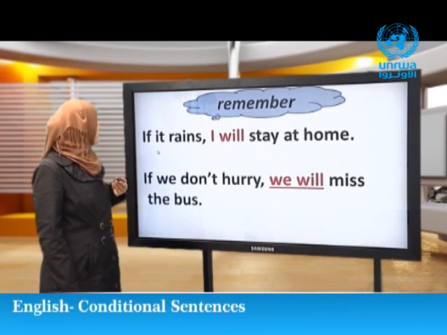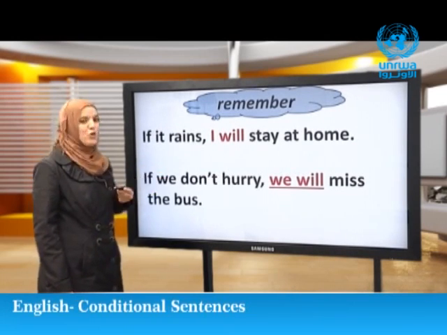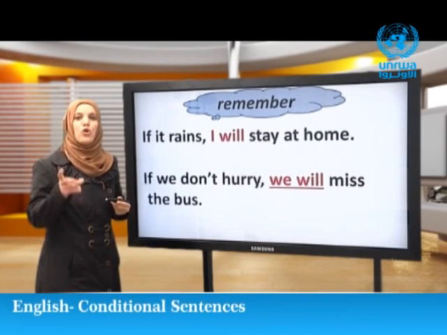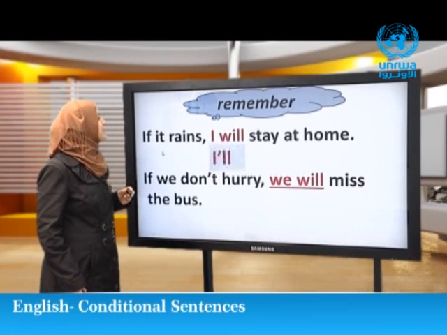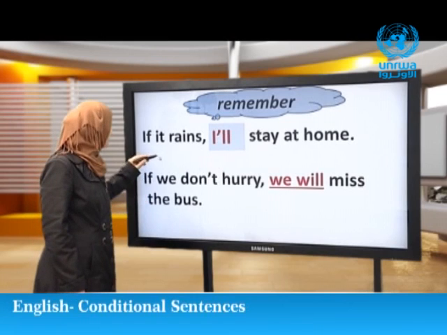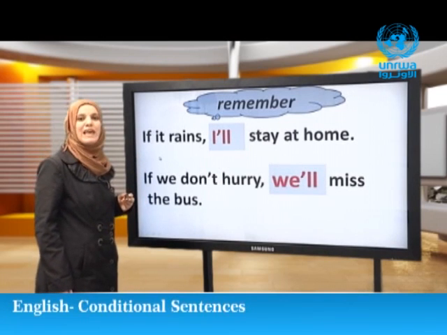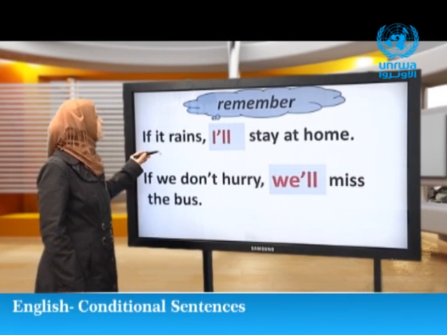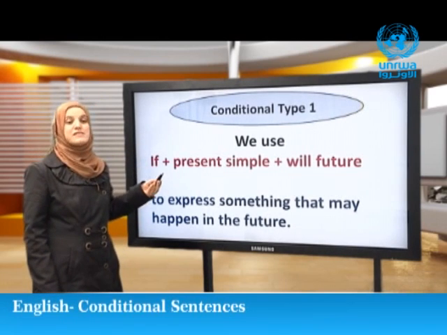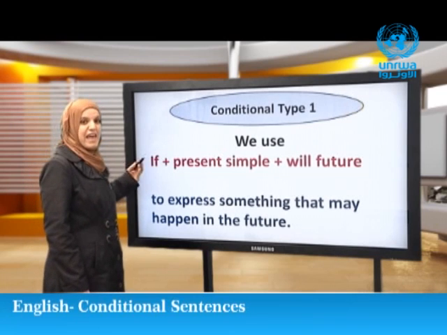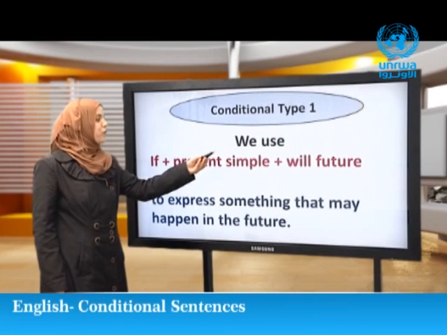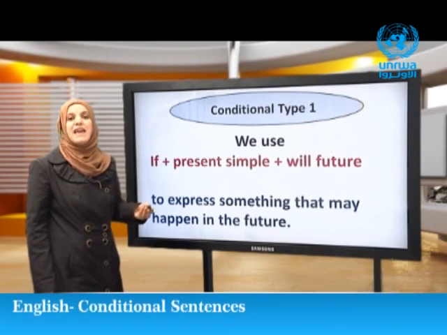Now, look at this. If it rains, I will stay at home. Sometimes, especially when we speak, we use contraction or short form. So, we can say, if it rains, I'll stay at home. We can say, if you don't hurry, we'll miss the bus. Now, let's review what we have learned so far. Conditionals type 1. We use if and not when, if, present simple, will, future, to express something that may happen in the future.